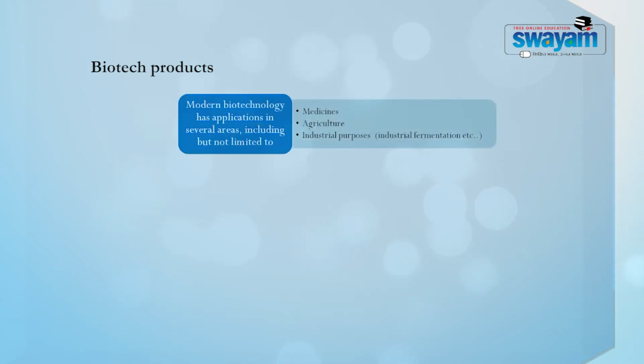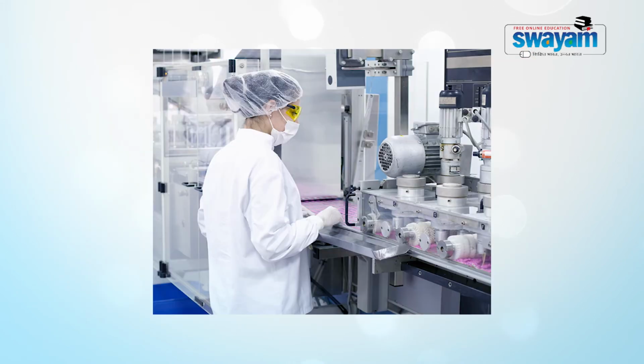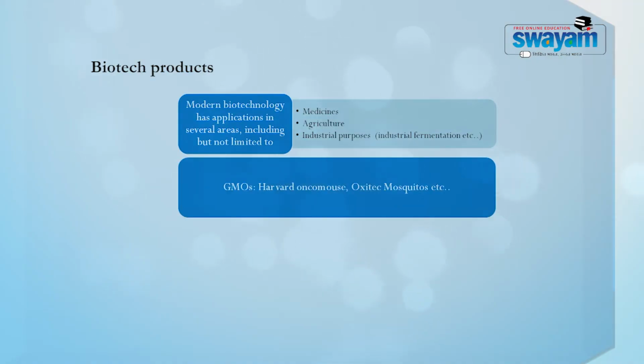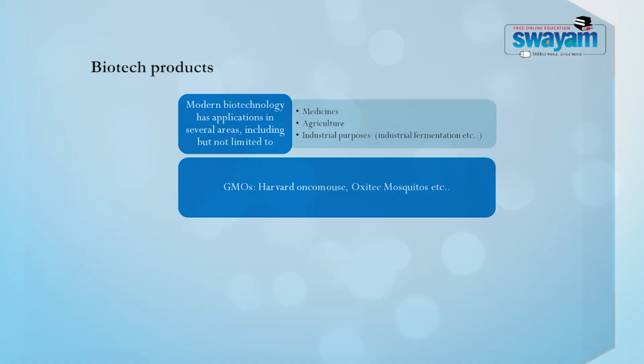So what are these biotech products ultimately? Modern biotechnology has applications in several areas, including but not limited to medicines, agriculture and industrial purposes, largely to include industrial fermentation, etc. In the case of GMOs, the classic examples of genetically modified organisms are the Harvard Onco mouse and Oxitec mosquitoes. So these are higher life forms that have been genetically modified.